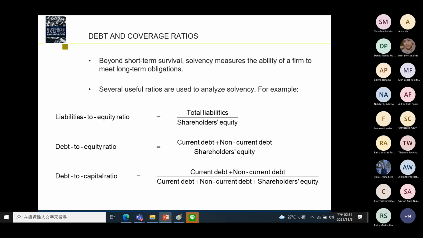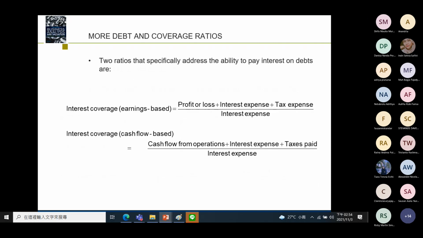The interest coverage ratio provides a measure of this construct. Interest coverage is the profit or loss plus interest expenses plus tax expenses, over the interest expenses. Another indication is the cash flow from operations plus interest paid plus taxes paid, over the interest paid.